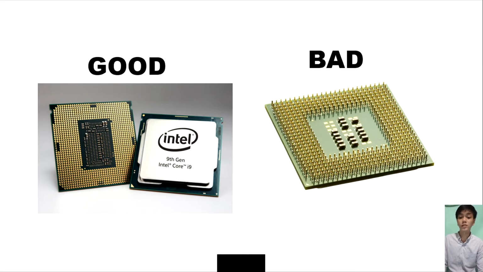The picture shown is what you call the main brain of the computer. The first example is a good example of the main brain of the computer, and the other one is bad. Why? When it comes to performance, the one on the left has more transistors, so it is able to move data much faster.